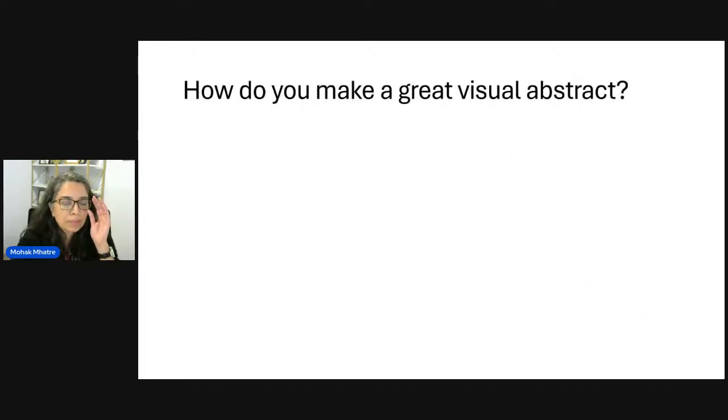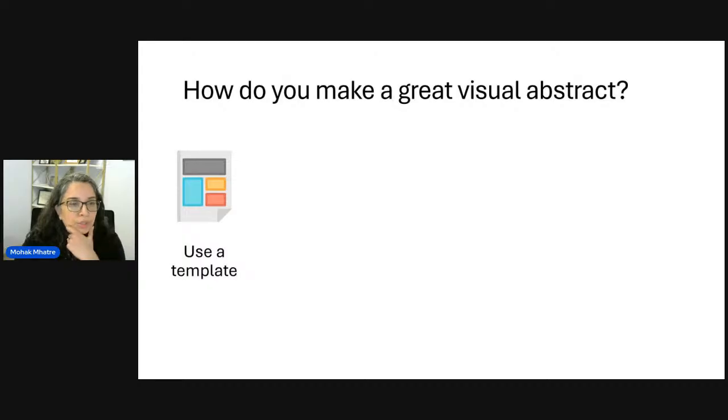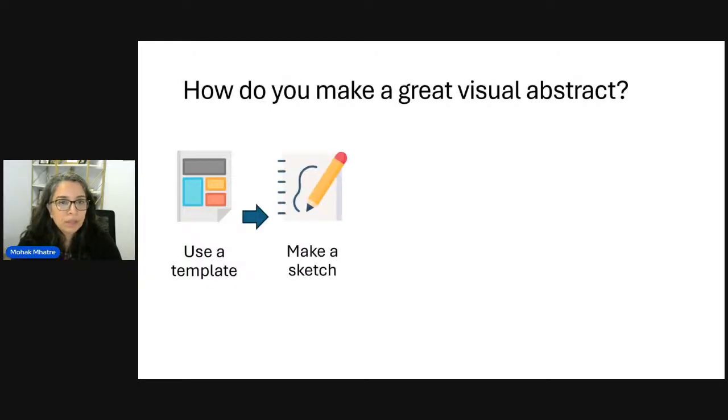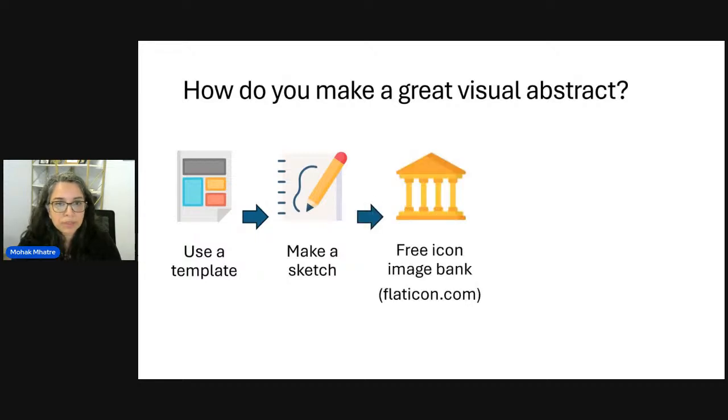So, some key points to making a visual abstract. First, you should use a template as much as you can. And I will post the template that I use for AJOG MFM, and I'll show you my example here. I recommend making a sketch if you're not familiar with making a visual abstract. It just helps lay down your thoughts of what you want to do. And I'll again show you some of my earlier examples.